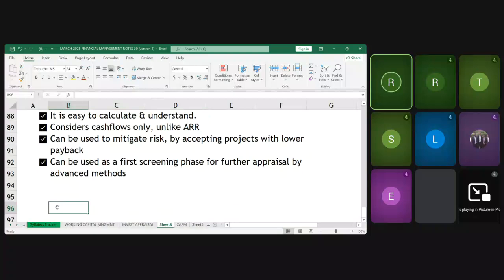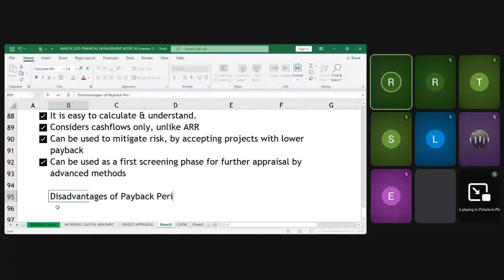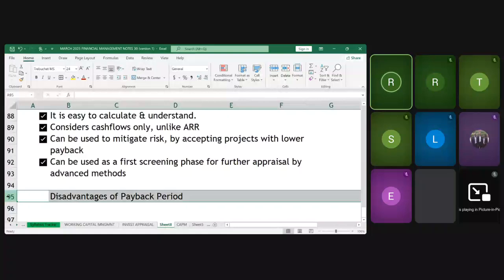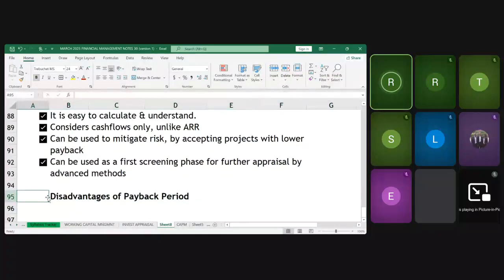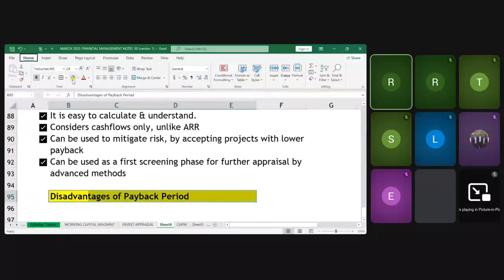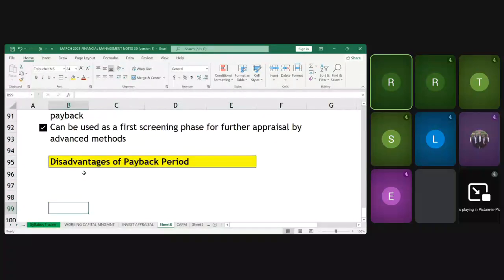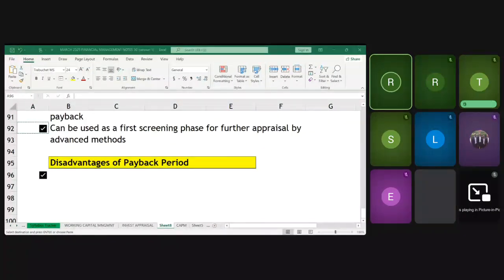Disadvantages of payback. I want you guys to participate. This is quite easy and straightforward, and I hope to the majority of us this is a revision. Let us be honest, this is a revision. What do you think are the disadvantages of using payback period? Number one, the easiest one. Are you still there?